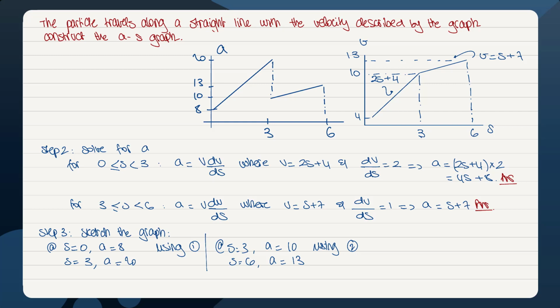The method is exactly the same for any problem that requires us to derive a graph from another graph. The only difference is which equation to use in step 1. If we're dealing with a V-T graph, we may have to use a different equation which includes time and not position.